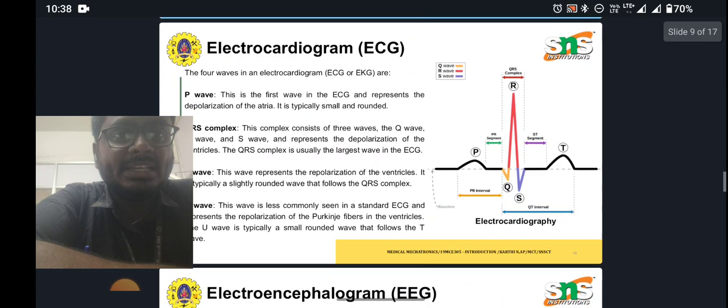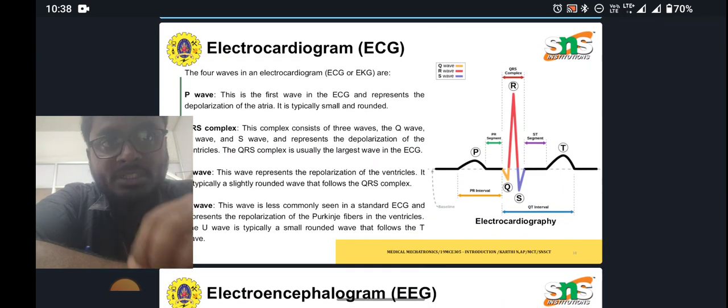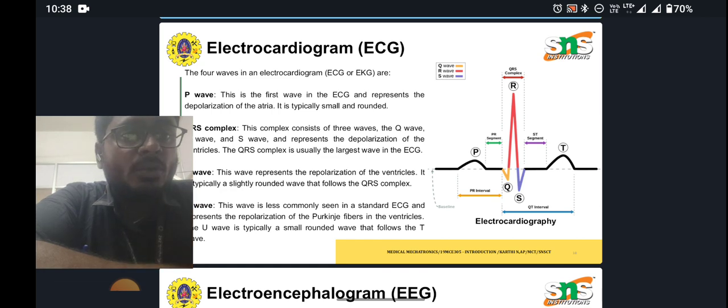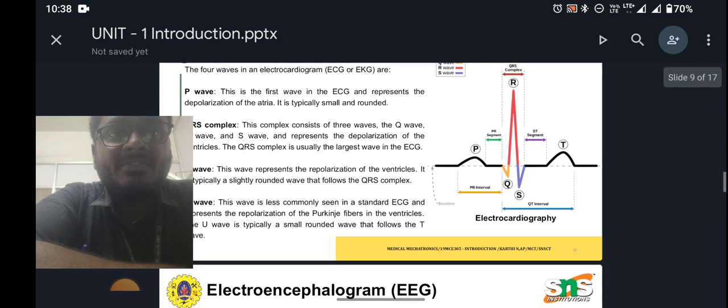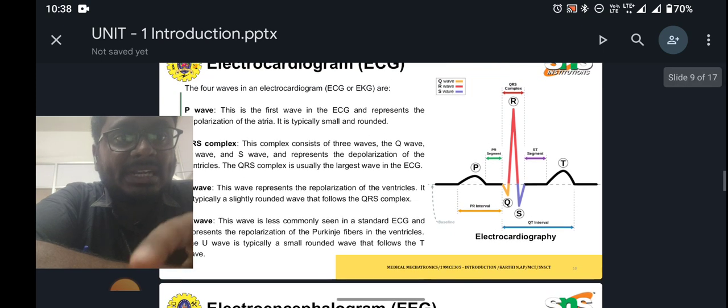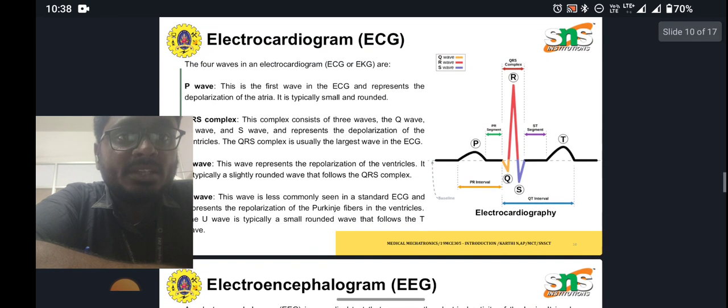The four waves in an ECG are the P wave, QRS complex, T wave and U wave. The P wave is the first wave in the ECG and represents the depolarization of the atria. It is typically small and rounded, which we can represent in the figure.